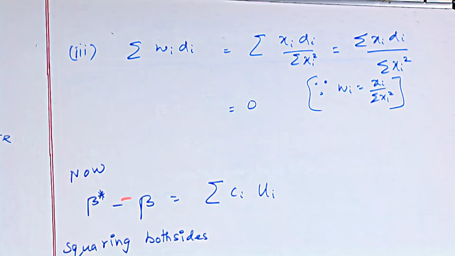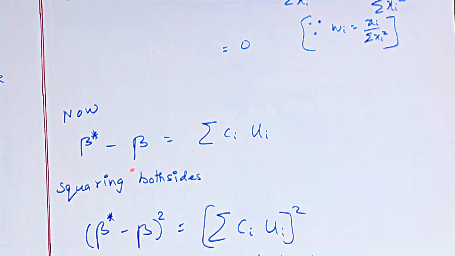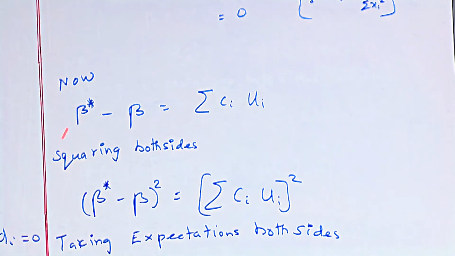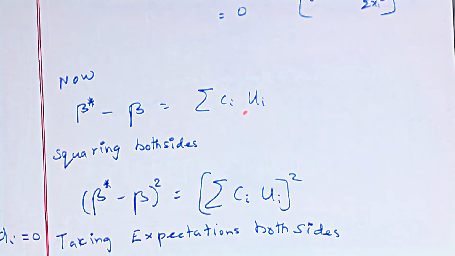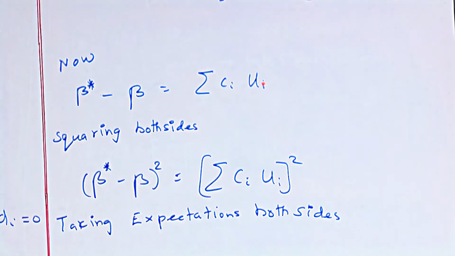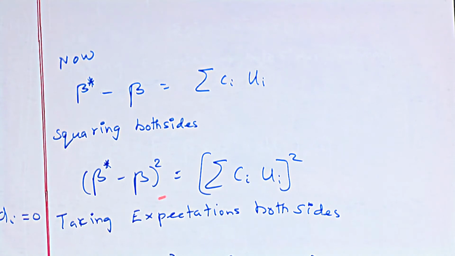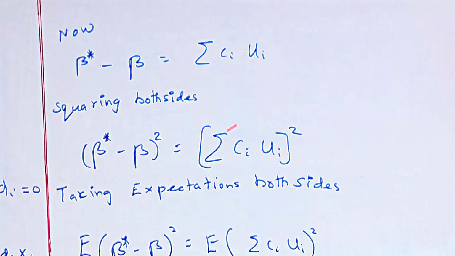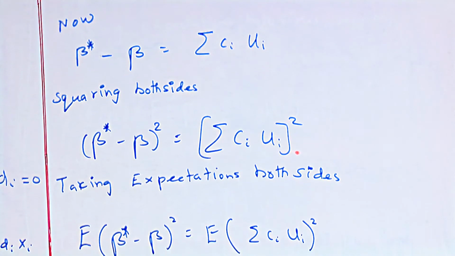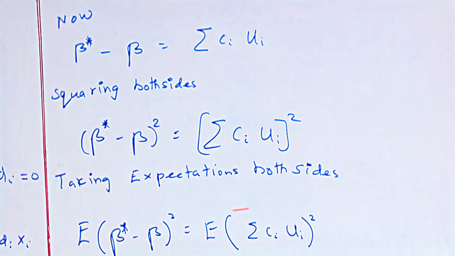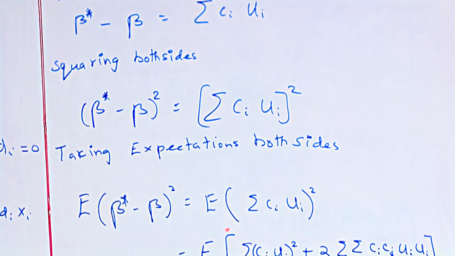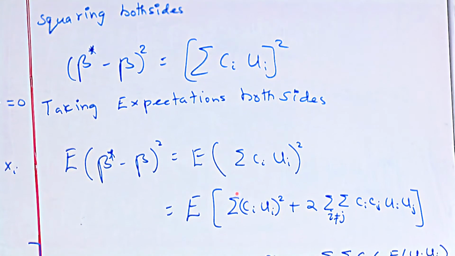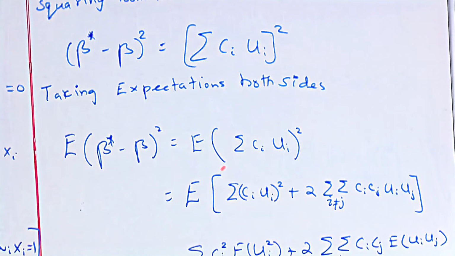Now let us derive the variance of beta star. So beta star minus beta is equal to Σ Ci ui from the earlier expression. Squaring both sides, we get the square of the summation term, Σ Ci ui the whole square. Taking expectations on both sides, we get very similar, actually the earlier derivations of this kind we have already done.